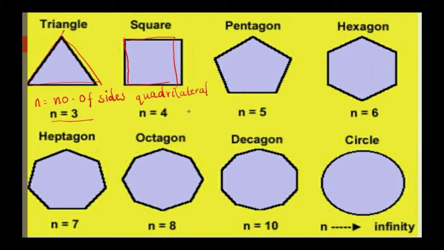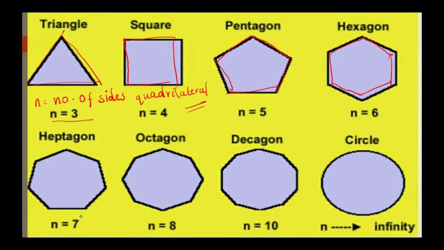It is called a quadrilateral. Square is also a part of quadrilateral. Rectangle is also a part of quadrilateral. Let us see that next time. Now, when the number of sides is equal to 4, then it is called a quadrilateral. If the number of sides is 5, then it is called a pentagon. If the number of sides is 6, here 6 sides are there, it is called a hexagon.